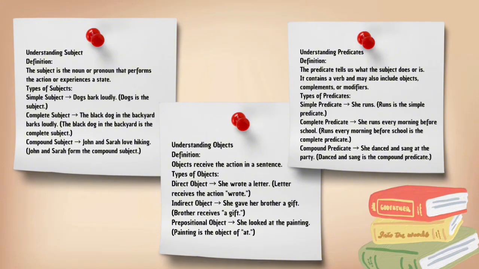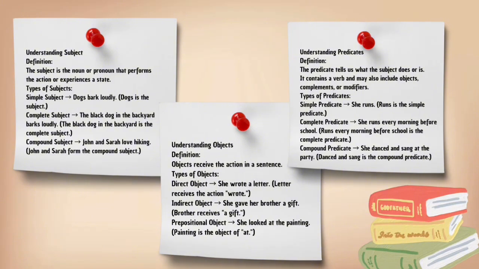The second one, we have complete subject. Complete subject is the simple subject plus its modifiers: adjectives, determiners, or prepositional phrases. For example, the black dog in the backyard barks loudly. The simple subject is dog, and the complete subject is the black dog in the backyard.